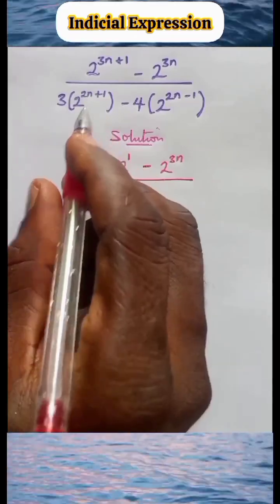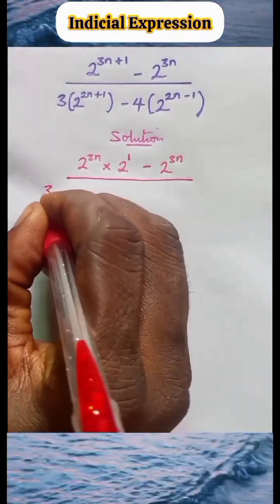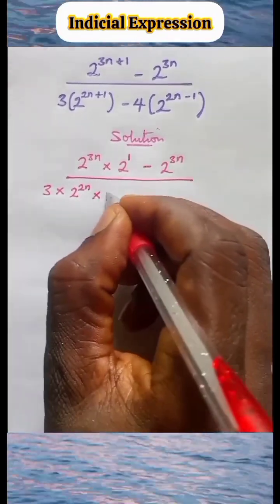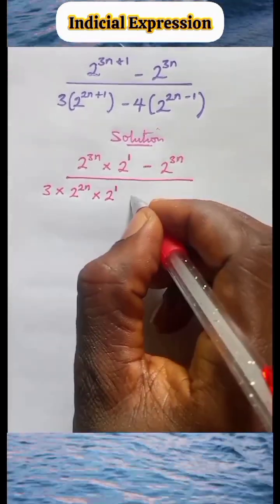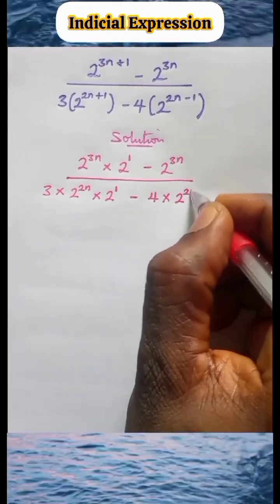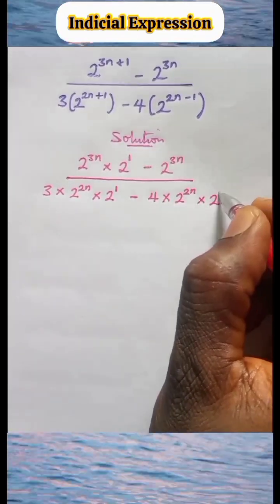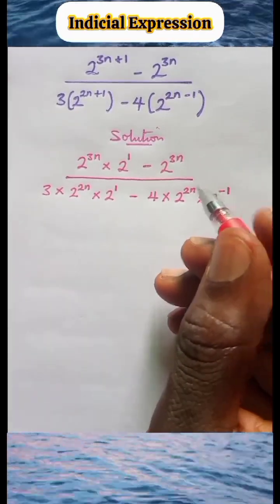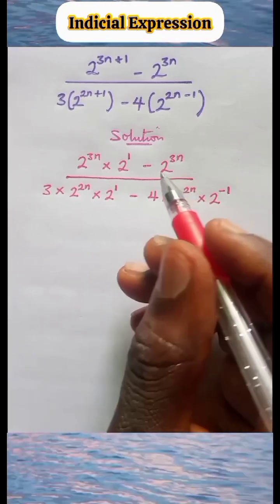All over, let's expand this. We have 3 multiply 2 raised to power 2n multiplied by 2 raised to power 1 minus 4 multiply 2 raised to power 2n multiply 2 raised to power negative 1. Now that we have expanded, it becomes very clear for us to do the factorization.